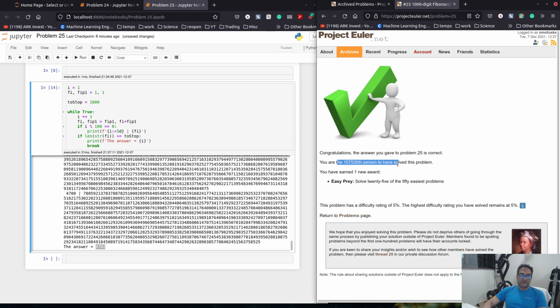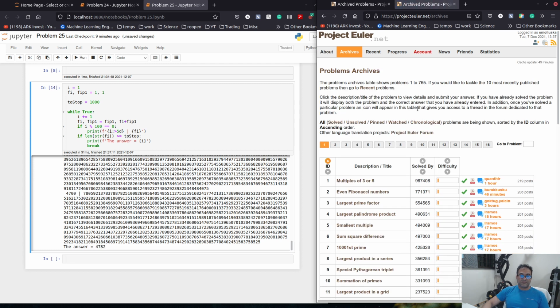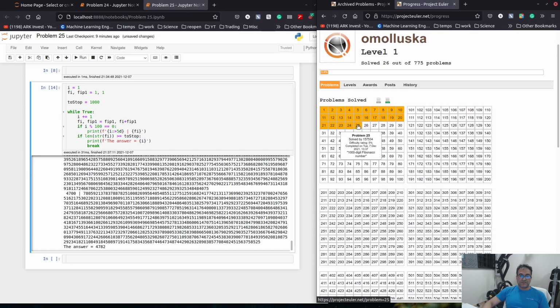You are the so manyth person to solve this problem. Okay, fairly simple. Maybe we can do one more problem. Where are we? We are at problem number 25. Yeah, maybe we will stop here and then we can continue next time.